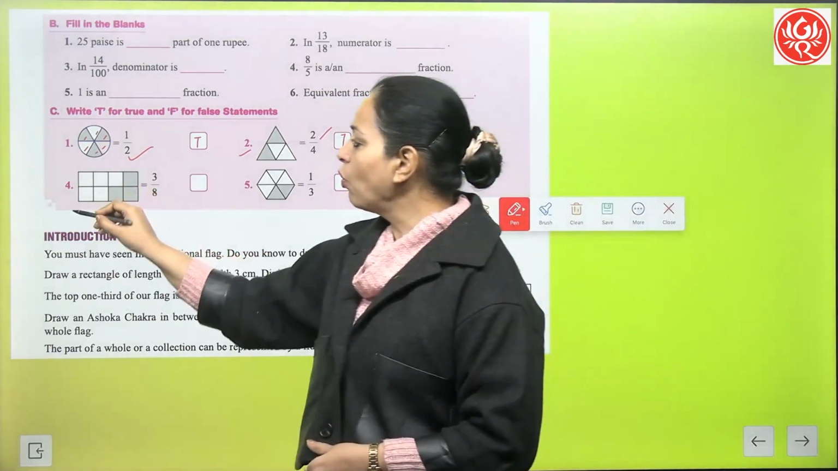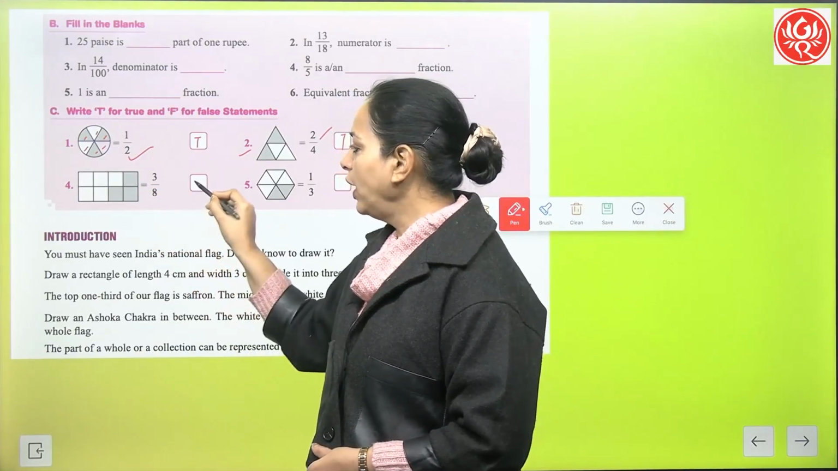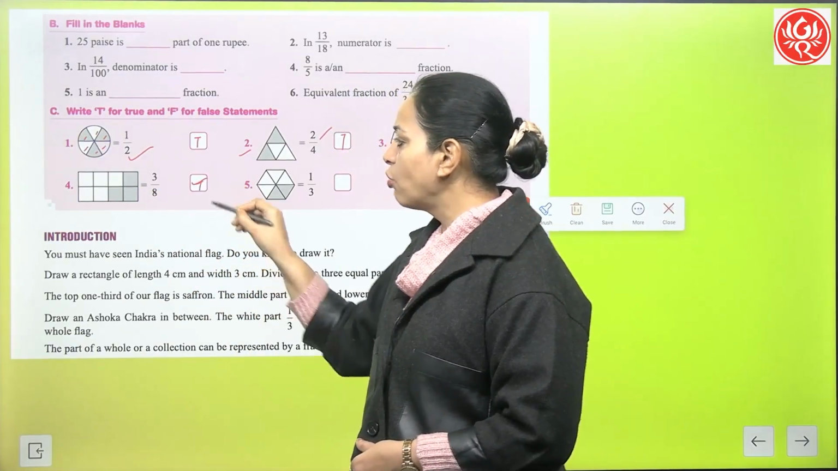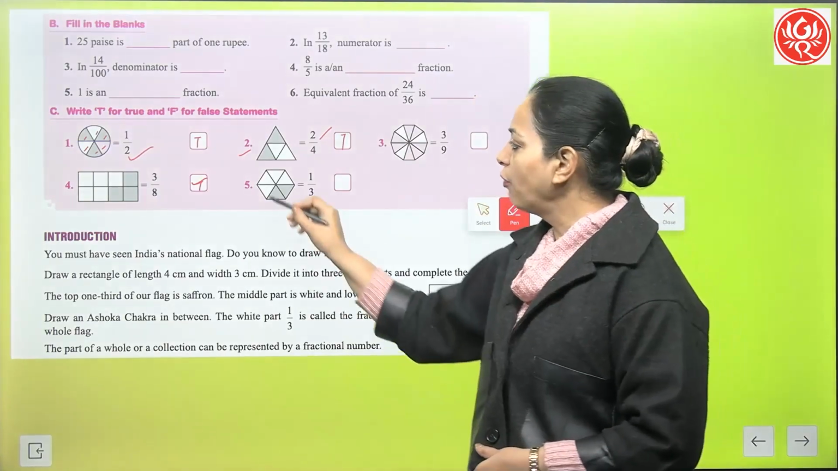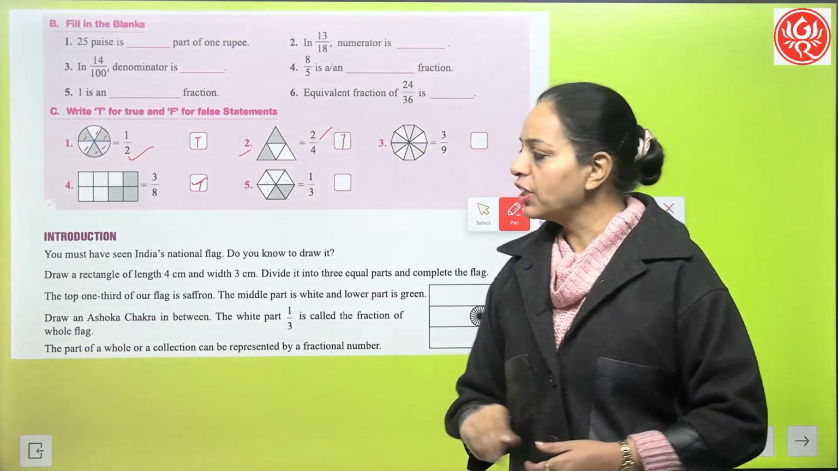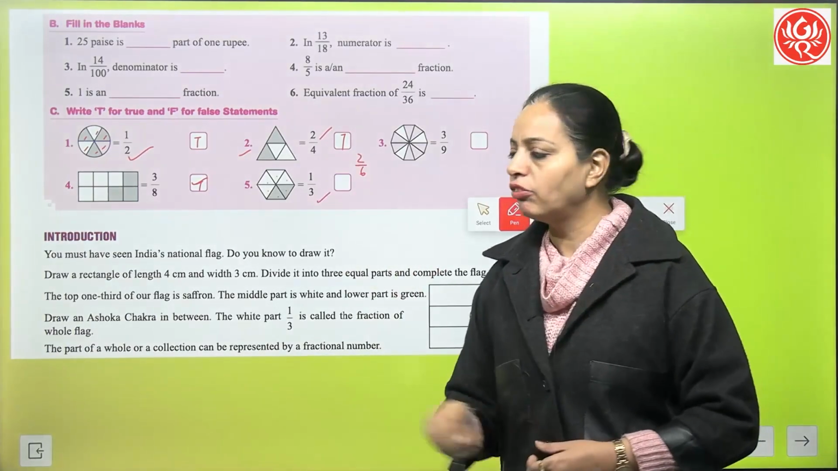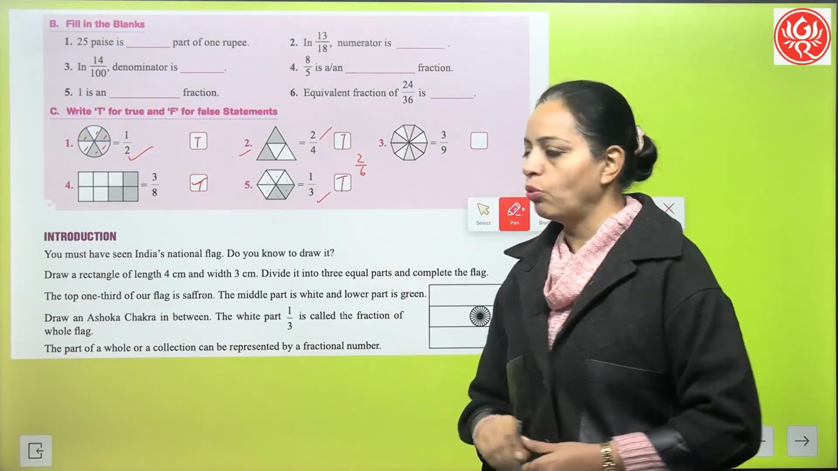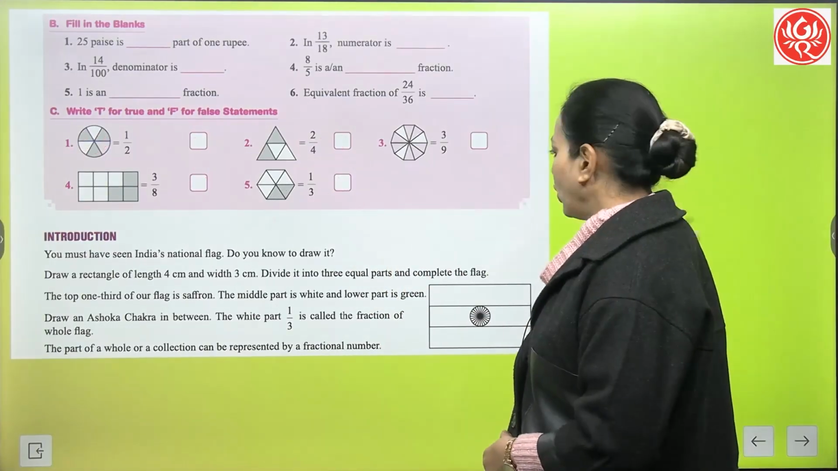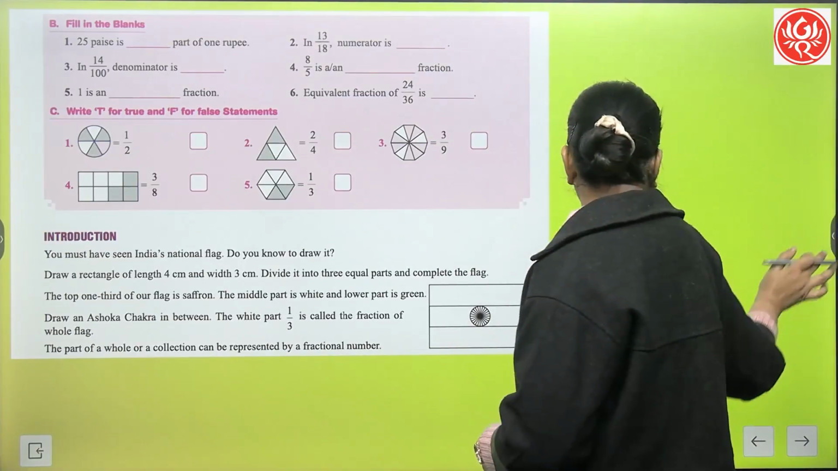So now the fourth one we have is 1, 2, 3, 4, 5, 6, 7, 8. Out of 8, 3 are shaded. So this is true. Okay. Then the fifth one, 1, 2, 3, 4, 5, 6. Out of 6, 2 are shaded. So 2 by 6, it becomes 1 by 3. So this is true. Okay. So like this, you can try many more questions. Now we are coming to introduction part.